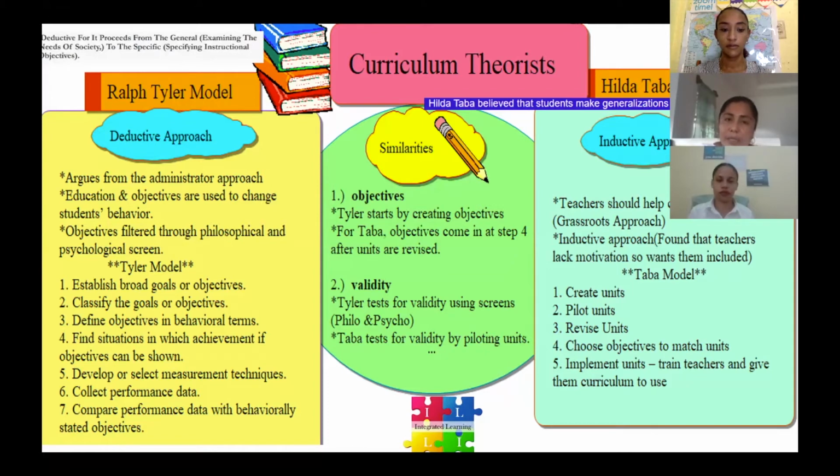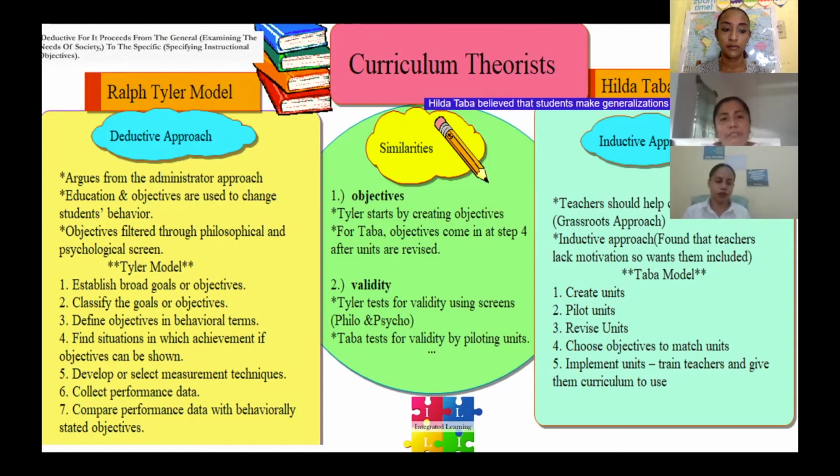He believes that administrators are the ones to create the curriculum and teachers should implement it. According to Tyler, education and objectives are used to change students' behavior. These objectives are filtered through 2 screens, mainly the philosophical and psychological screens. His model had 7 steps, the first of which is to establish the goals or objectives. So the primary thing, according to Tyler, is to establish your objectives.